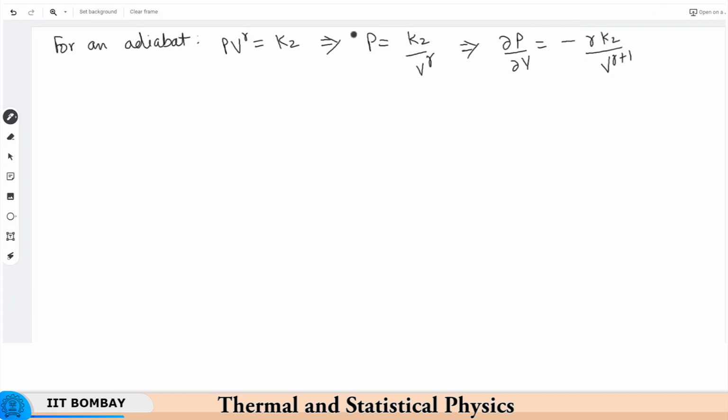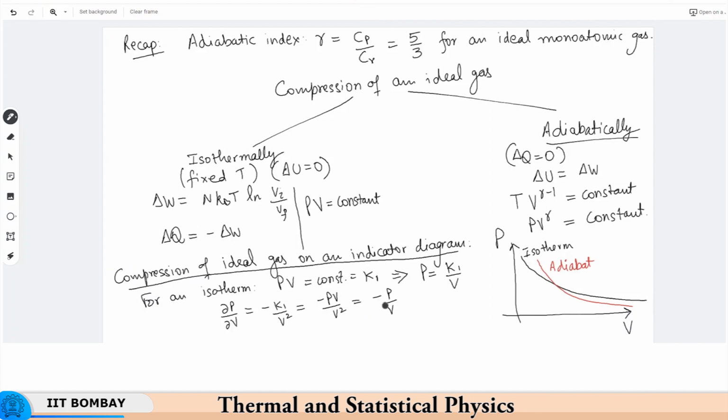And again, if I substitute this K2 as PV raised to the power gamma, this becomes minus gamma times PV raised to the power gamma divided by V raised to the power gamma plus 1, and this is minus gamma times P divided by V. So, therefore, we can see that the slope of an adiabat is minus gamma times P by V. On the other hand, the slope of an isotherm is just minus P by V.